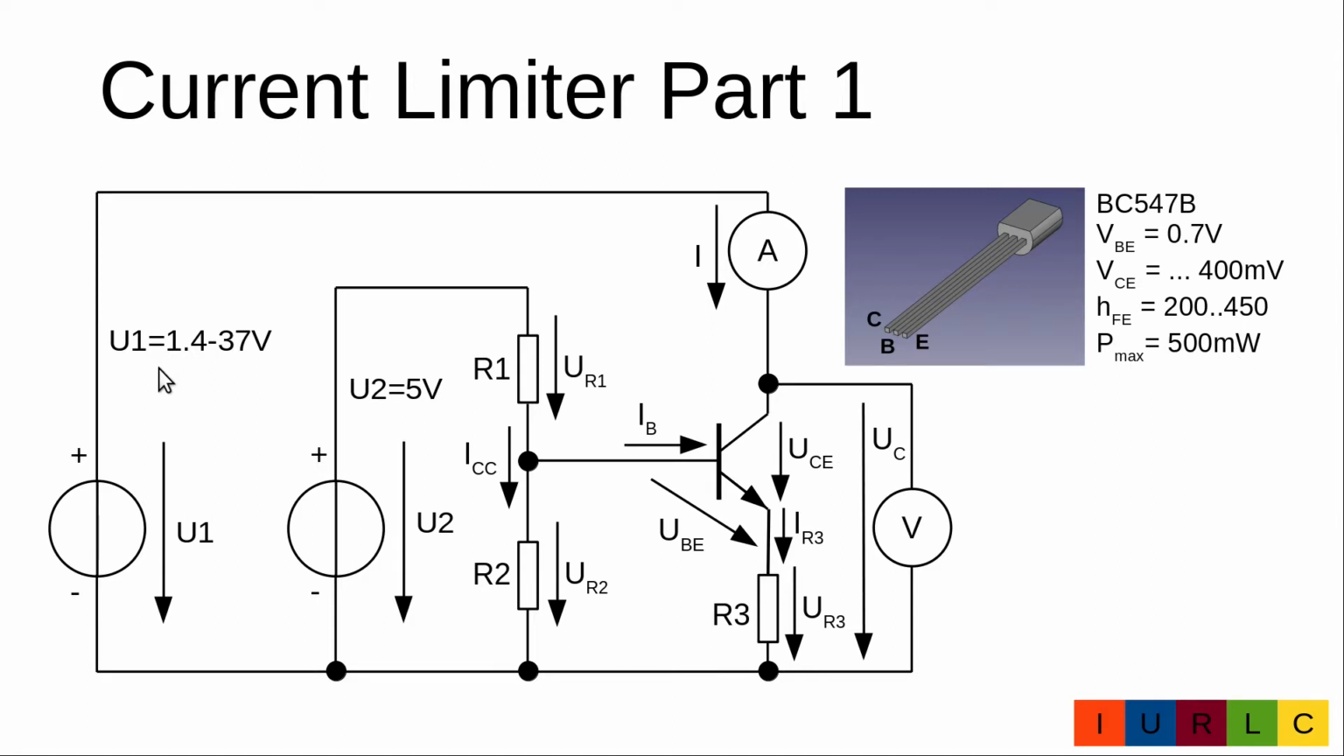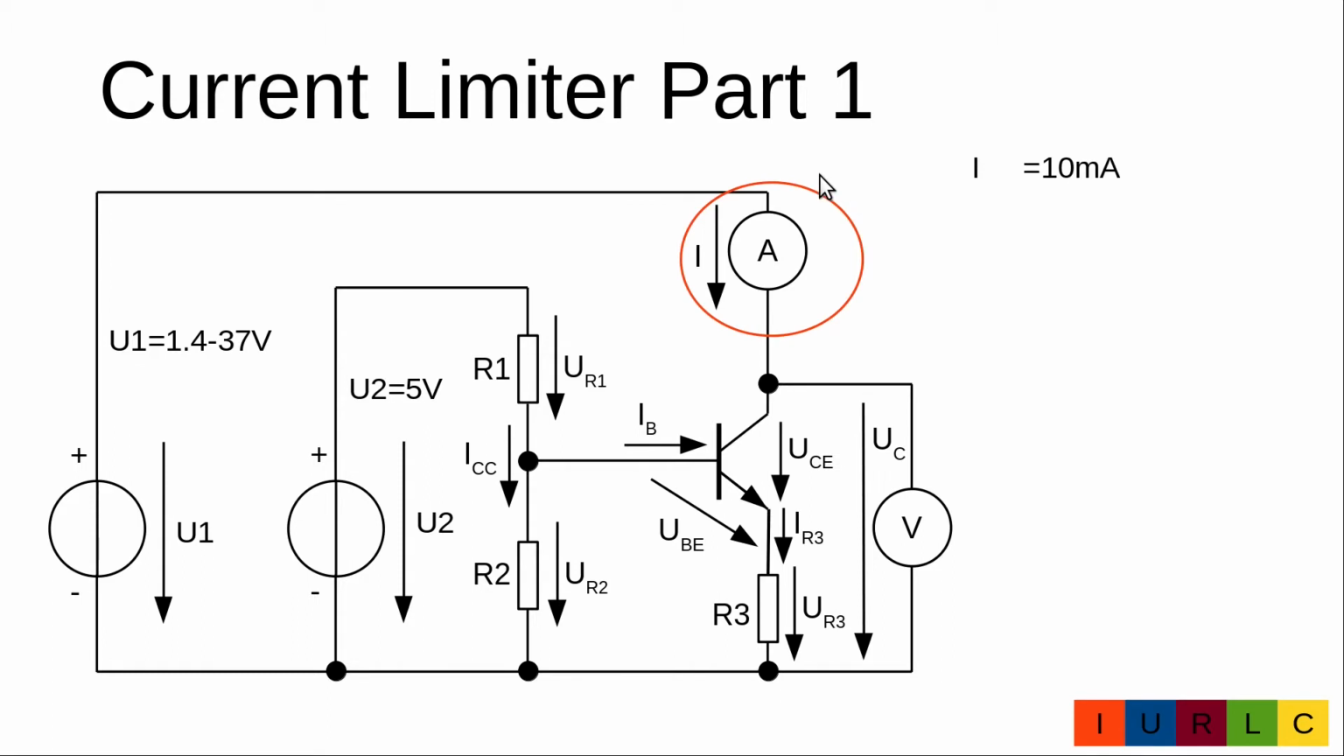Some further assumptions are that the voltage on the collector should vary from 1.4 to 37 volt, and the control voltage should be 5 volt. This makes it very useful to drive LED strings or use it as a shortage protected output at an Arduino Uno controller board. At first we define the desired current E. E should be 10 milliamps.